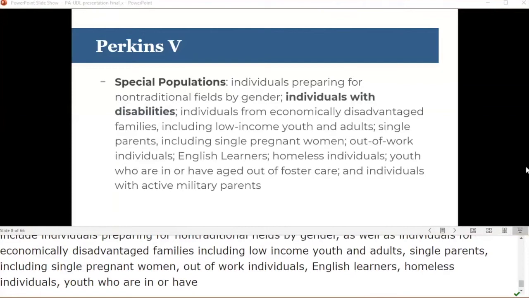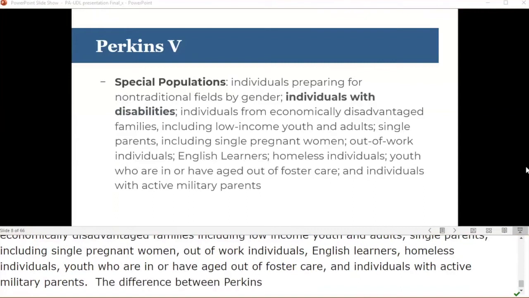And so what you'll see is actually between Perkins 4 and Perkins 5, there's been some redefinitions of special populations, and there are actually some new categories as well. And so next slide, please.